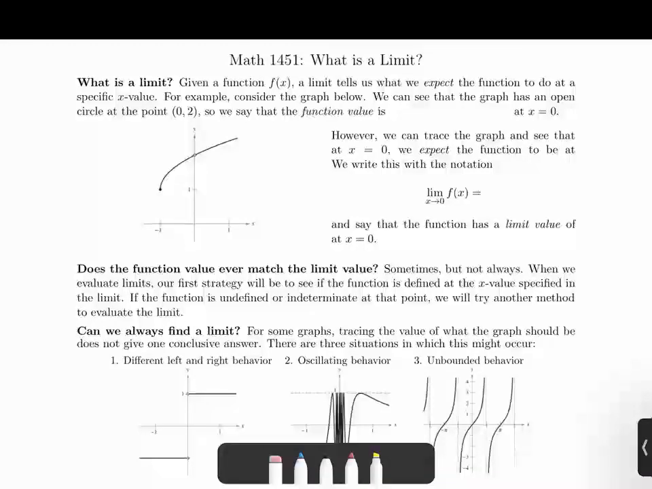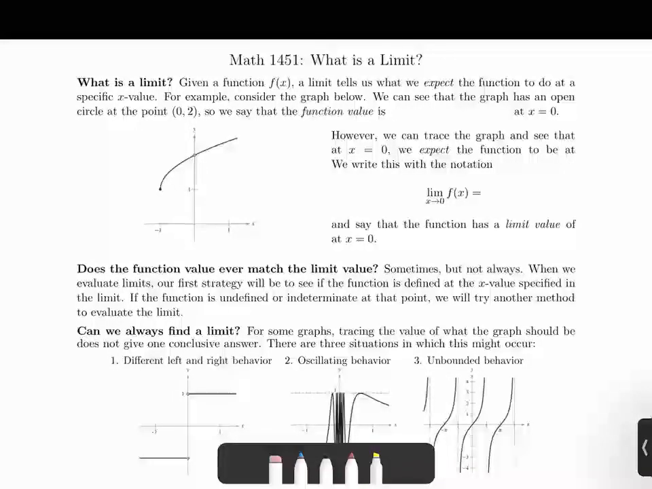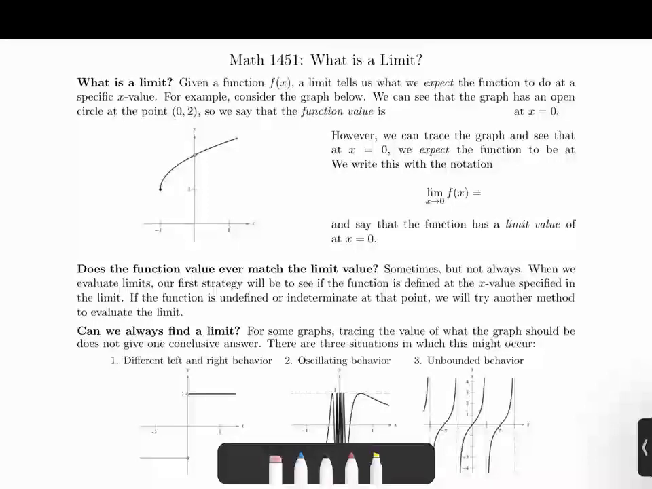Hi everyone, this is the first video on limits for Math 1451 at Texas Tech University, which is Calculus 1. In this video, we're going to be talking about what is a limit, when can we find it, and when can't we find it.